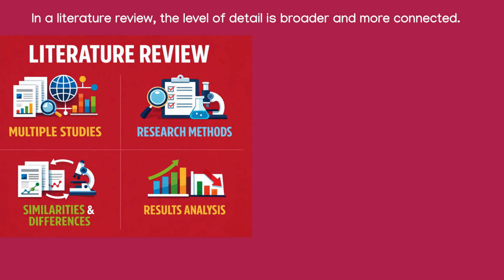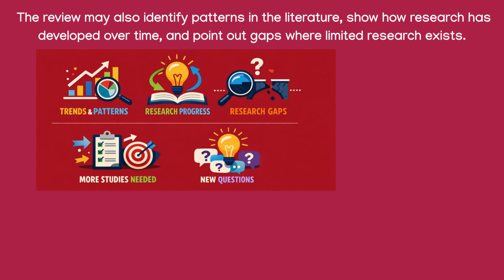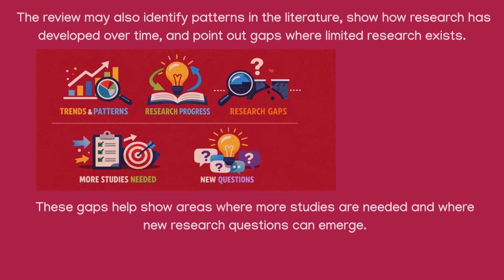In a literature review, the level of detail is broader and more connected. The writer discusses findings from multiple studies together, describes research designs and methods used across studies, and examines similarities and differences in results. The review may also identify patterns in the literature, show how research has developed over time, and point out gaps where limited research exists. These gaps help show areas where more studies are needed and where new research questions can emerge.